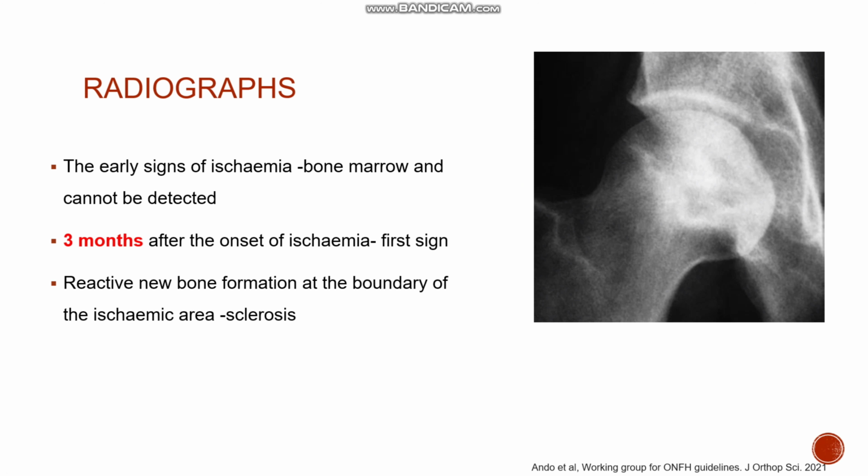And the reactive new bone formation is mainly seen as sclerosis of the margins and sclerotic bone changes. The thin tangential fracture line just below the articular surface is commonly known as the crescent sign. Here we can appreciate the late collapse and the distortion of the articular surface.